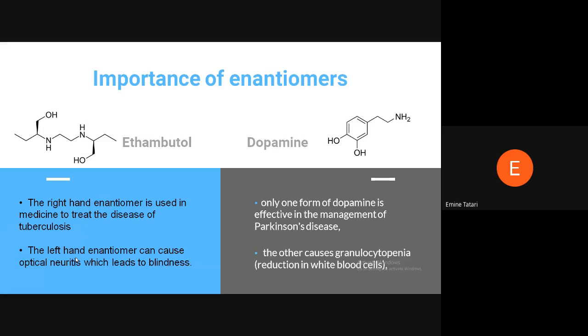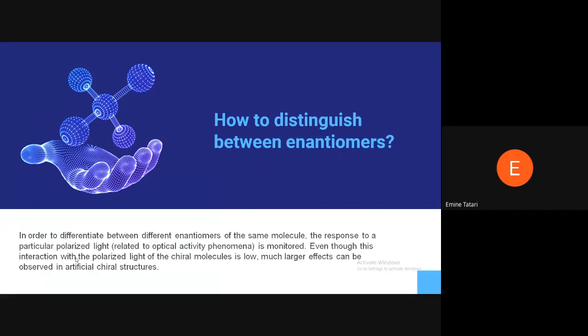Also, another example we have mentioned is dopamine. One form of dopamine is effective in the management and treatment of Parkinson's disease. Meanwhile, another form of dopamine can cause a reduction in white blood cells. This shows the importance of chirality.